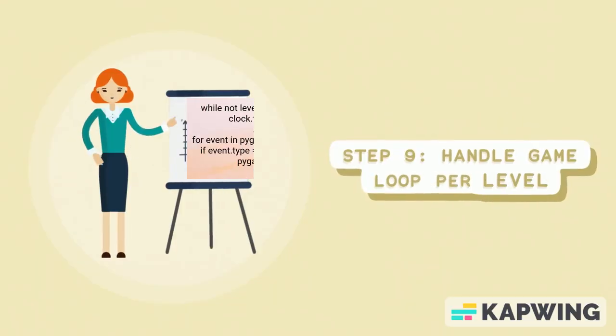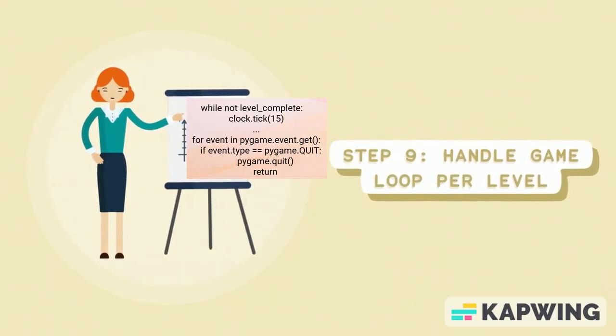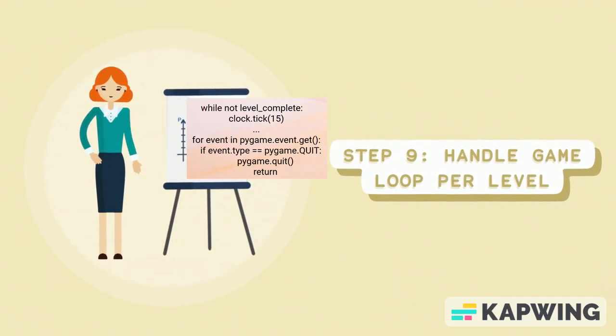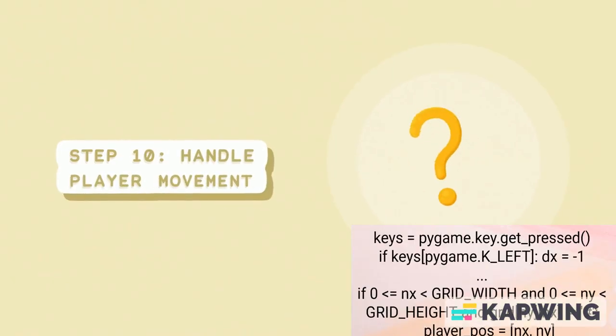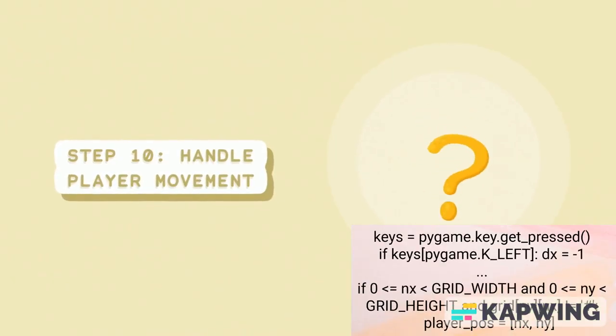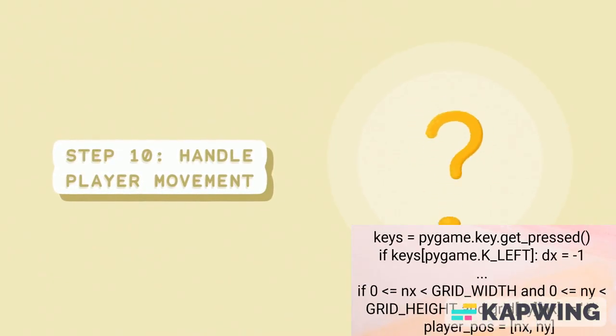Within each level, we check for quit events, keyboard inputs, and update the game every 15 frames per second. Now we check for arrow key presses. If the player tries to move into an empty tile, we update their position.